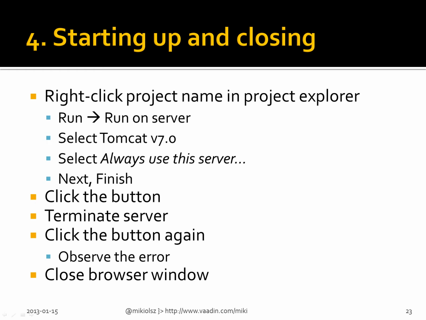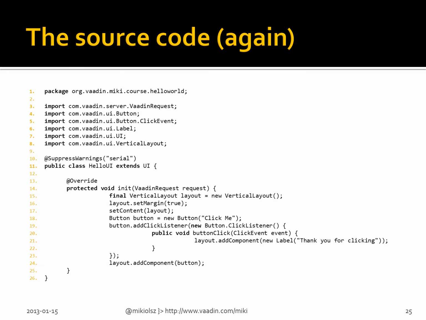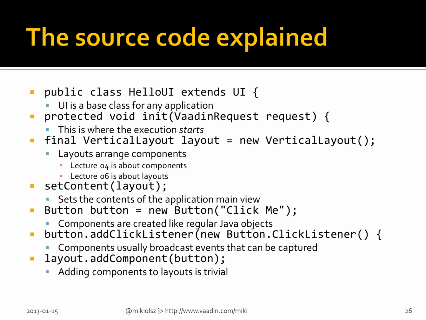And I will take that opportunity to explain the code almost line by line. So this is again how it looks. At the beginning we create a class that extends UI. UI, you can consider it as a basic entry point to the application. It's a base class for any application or for any user interface your application might have. The protected method init is called when the execution starts, so this is where you should create your UI, and it takes a request as a parameter.